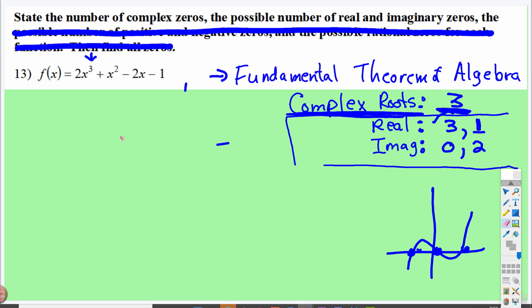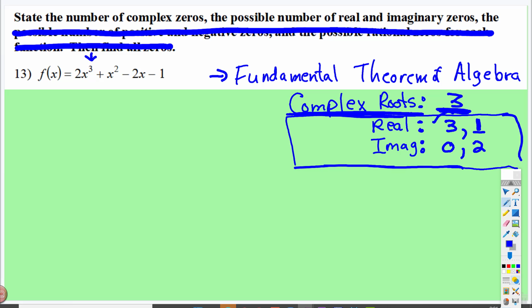All right, so I'm going to clear all that. That's the fundamental theorem of algebra right there. I think it goes on to other things, but for what we're going to be using it for, you look at the highest degree, and that's how many roots there will be. For the real, you put exactly the same number as complex, and then you subtract 2.